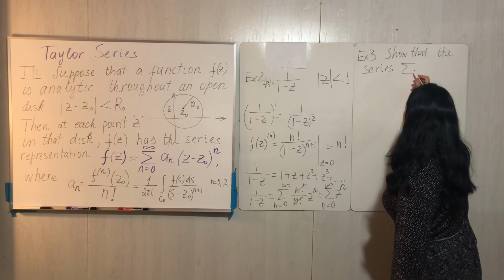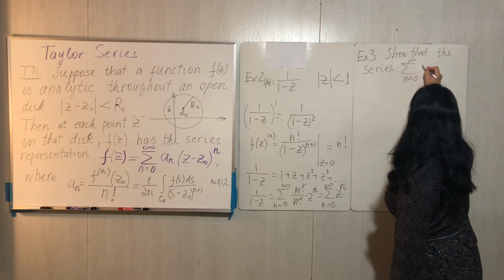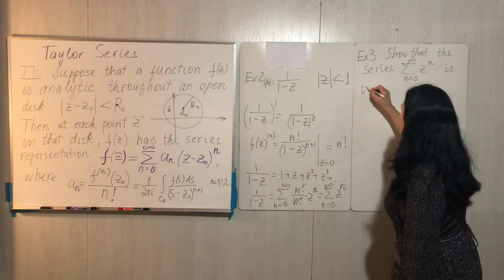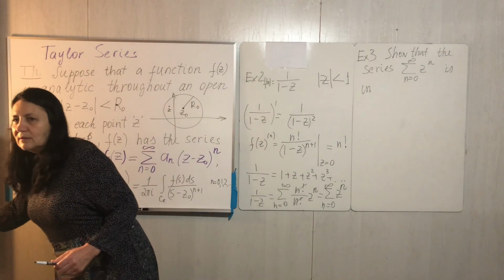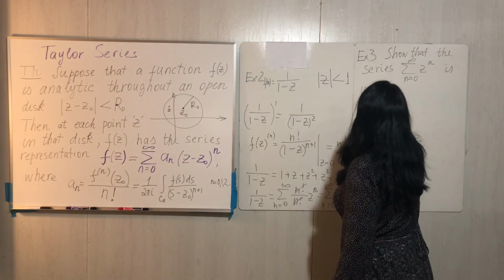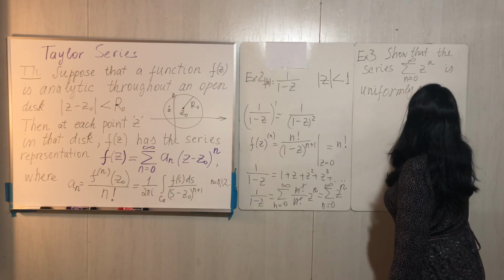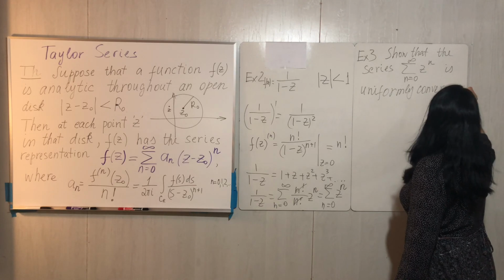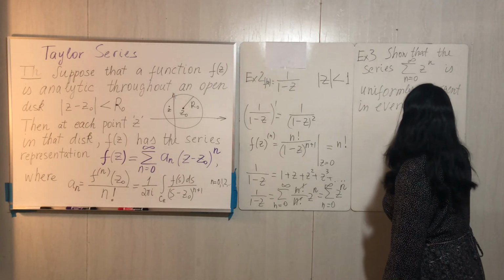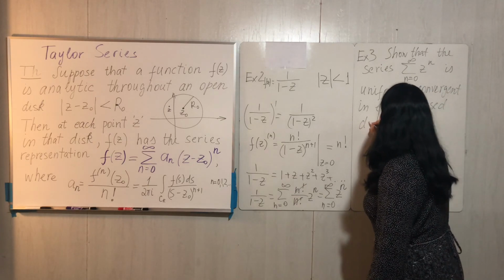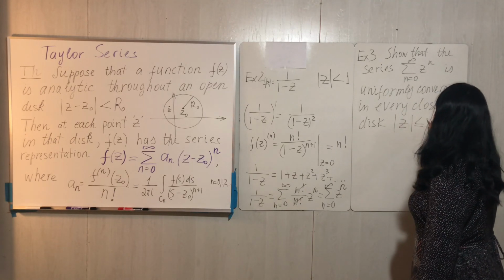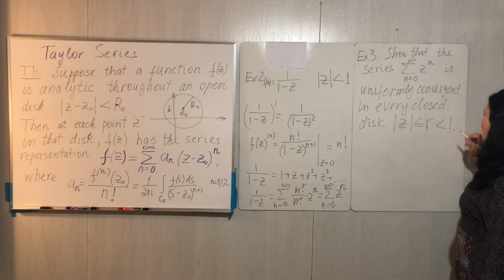Let's show that the series, the sum n from 0 to infinity of z to the n, is uniformly convergent in every closed disk, when modulus of z is less than or equal to r, and r is less than 1.